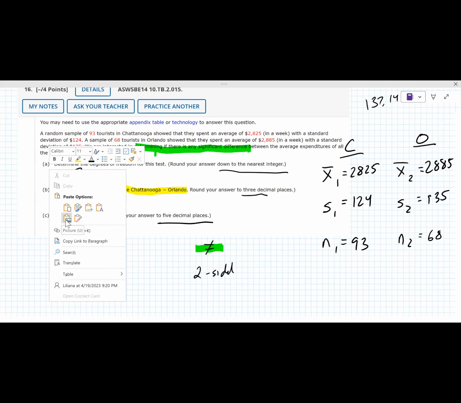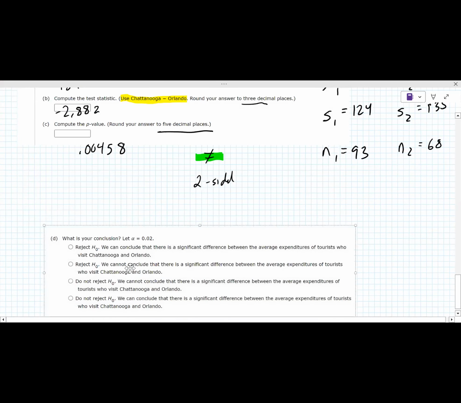Okay. Yeah, it wanted the 8 to round up to a 9, which is weird because the last number behind the 8 was a 4. Yeah, not sure. That's kind of odd. You can argue that with your teacher if you want. P-value is 0.00458. How does that compare to 0.02?